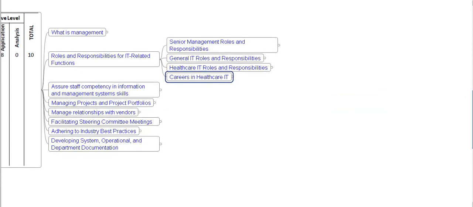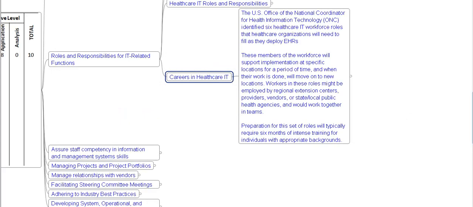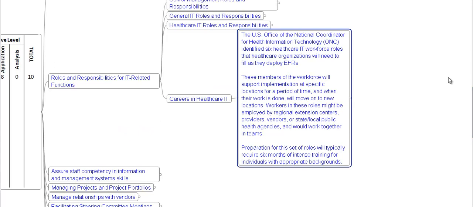Now let's explore careers in healthcare IT. The U.S. Office of the National Coordinator for Health Information Technology (ONC) identified 6 healthcare IT workforce roles that healthcare organizations will need to fill as they deploy EHR, Electronic Health Record systems. These members of the workforce will support implementation at a specific location for a period of time, and when their work is done, will move to a new location.